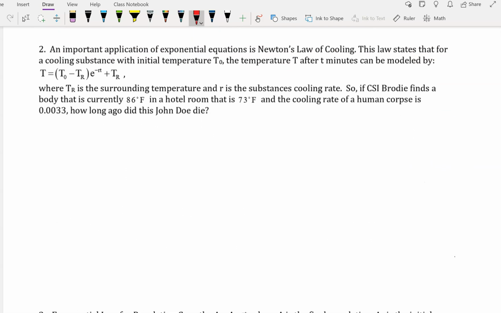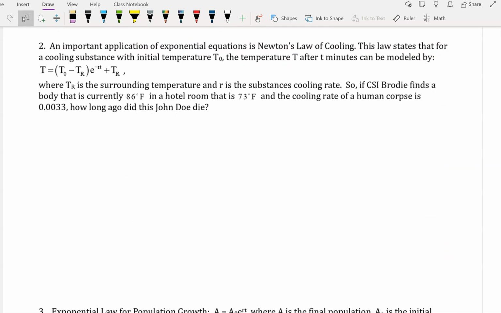Okay, moving on. An important application of exponential equations is Newton's law of cooling. This law states that for a cooling substance with an initial temperature, T sub 0, the temperature T, so big T, after little t minutes can be modeled by that function, where T sub R is the surrounding temperature and R is the substance's cooling rate.